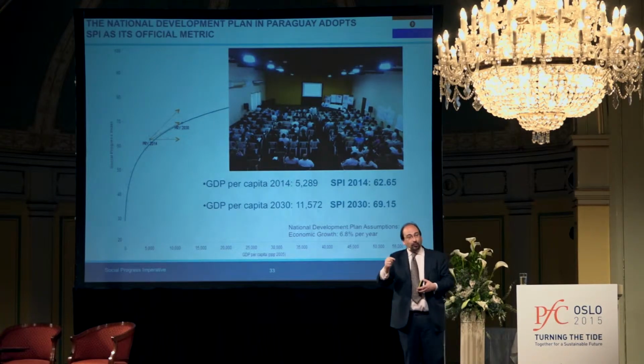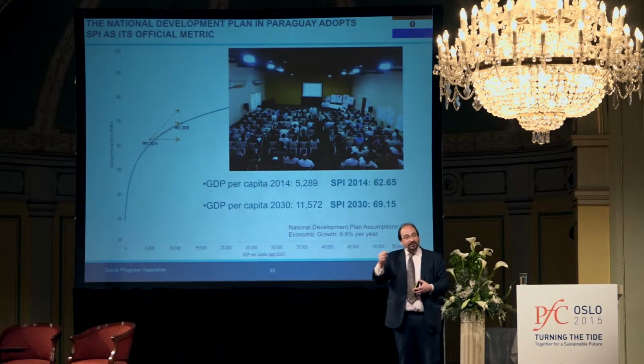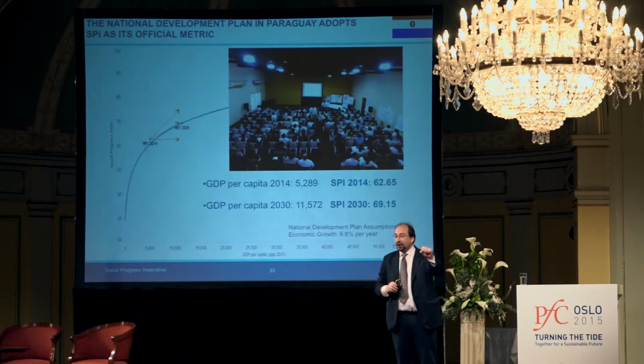And this is a really important thing to understand about the Social Progress Index. It's not a replacement for GDP, it's a complement to. And that means it's very easy for a country to put social progress alongside GDP in its national development plan, just as Paraguay has done.